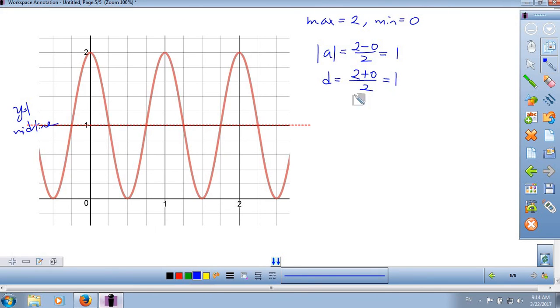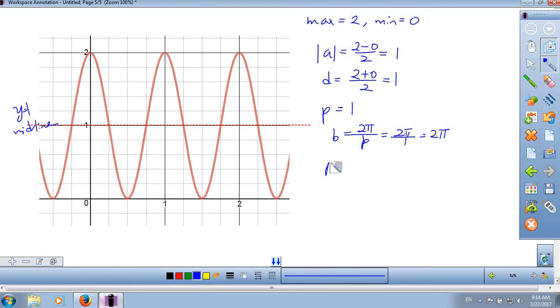Okay, now what about the period? Let's count from peak to peak, from 0 to 1. The period is 1. So B is 2 pi over the period, so it's 2 pi over 1, which is 2 pi. Okay, so B has a pi in there now, which is not uncommon. Then we have to decide what function we want to use and where we want to start.